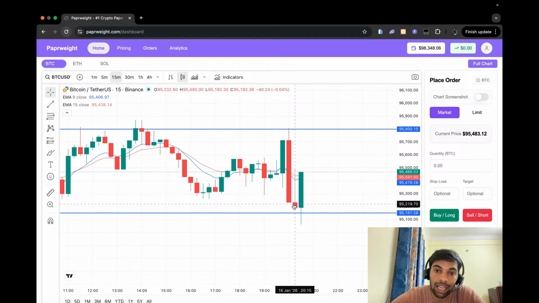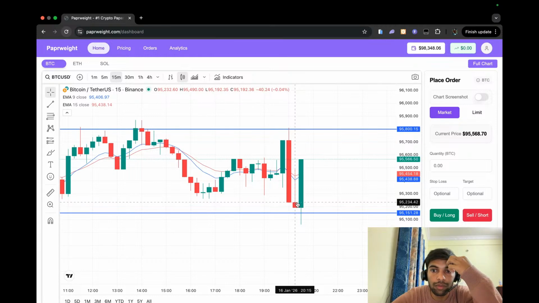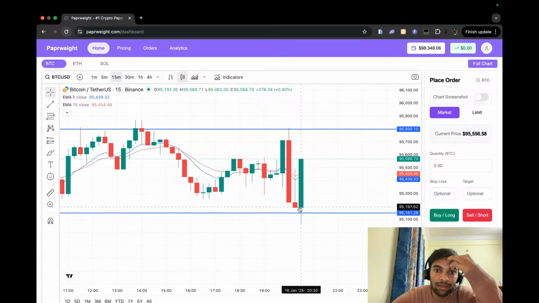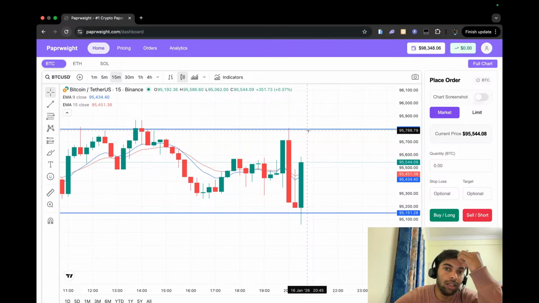And what exactly happened? This is where the opening of the candle is 95,232. So market opened at 95,232, made a high at this level, and it already took all the stop losses. And this candle for sure is taking the stop loss of all the sellers right here. So it will definitely move till here.